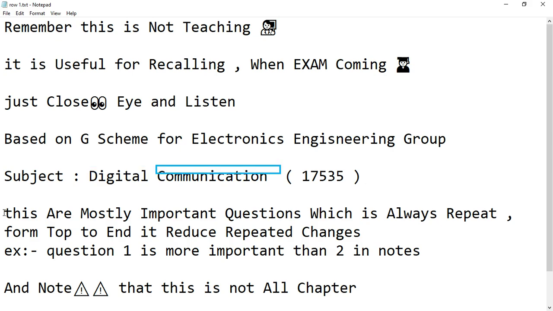Subject, Digital Communication, 17535. These are mostly important questions which always repeat. From top to end, it reduces repeated changes. Question 1 is more important than 2 in notes. And note the warning sign that this is not all chapters.